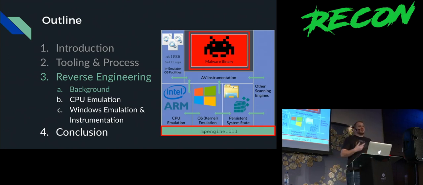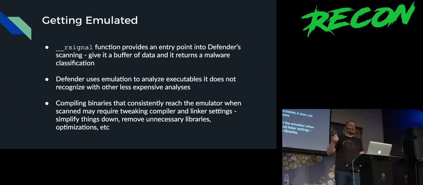We're going to talk about the reversing, and this is going to be in 3 parts. First, kind of a background and initialization of the emulator, then CPU emulation, and then all about the Windows emulation and instrumentation. That's really the meat of the presentation, how the Windows emulator itself works. As I said, we have this RSignal function that's kind of a main entry point to Defender scanning.